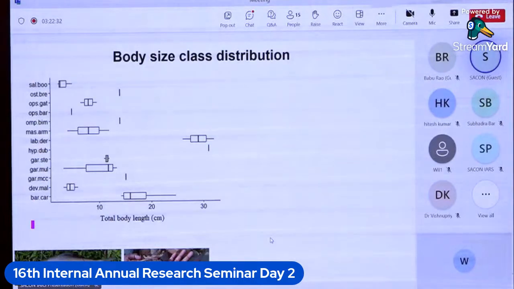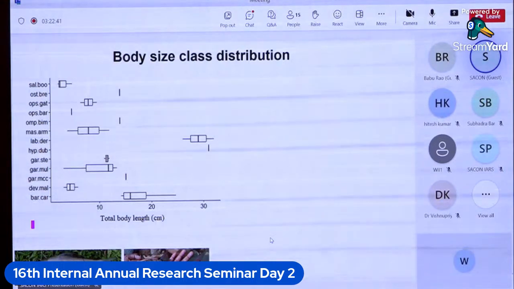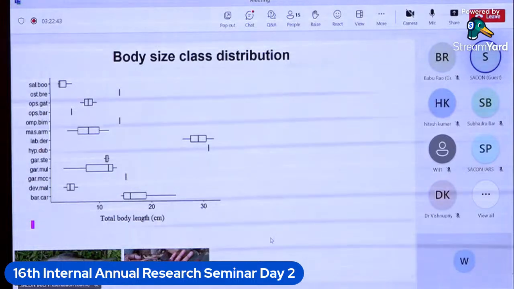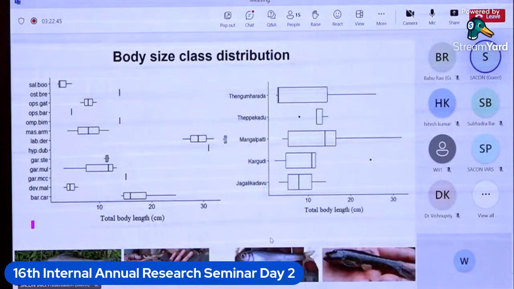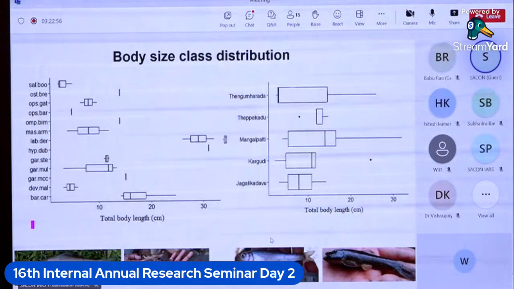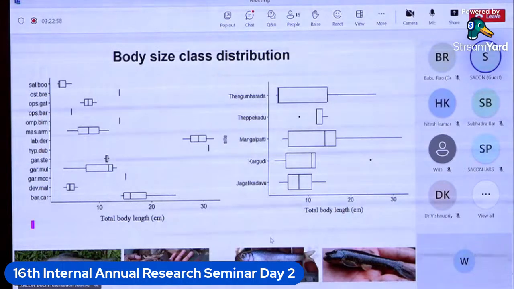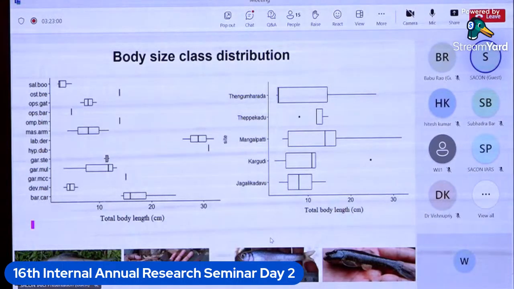With respect to size class distributions, we found the common species like Garra mullya, Puntius, Pethia, Systomus are quite abundant and they were of less than 50 centimeter in size. Again, Dhenumar and Mangalapatti had relatively larger body size fishes, including Vexillobarbus endemic to the Western Ghats, and a large number of species which are smaller body size.